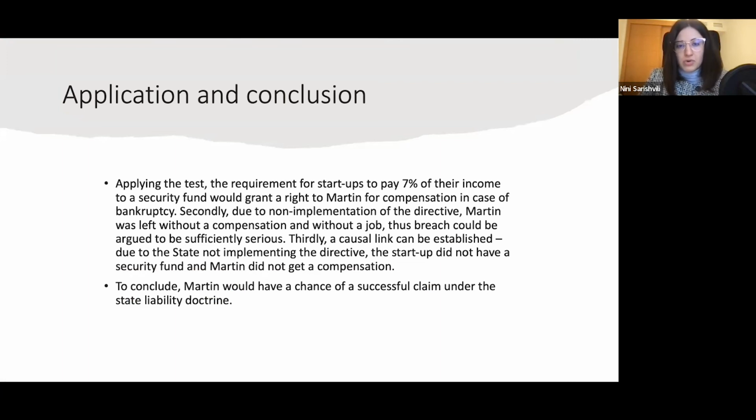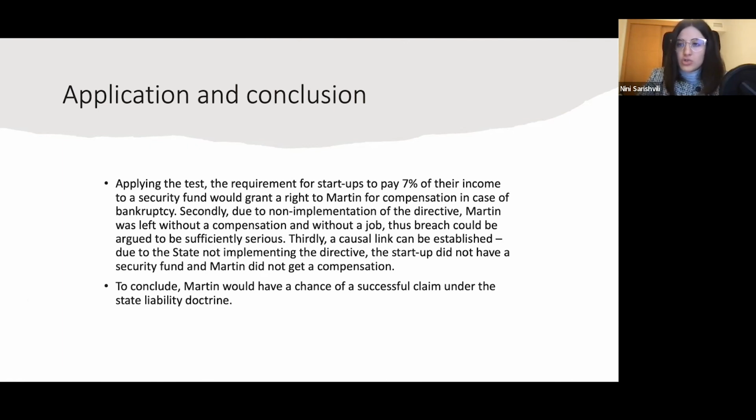Applying the test, the requirement for startups to pay 7% of their income to a security fund would grant a right amounting for compensation in case of bankruptcy. So now we are applying the facts of the case to each and every step of the test that we set before. And we make sure that we make arguments. So the first requirement is satisfied. Secondly, due to non-implementation of the directive, Martin was left without a compensation and without a job. Thus, breach could be argued to be sufficiently serious.